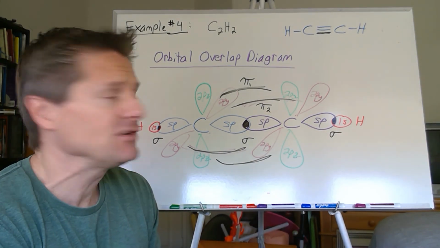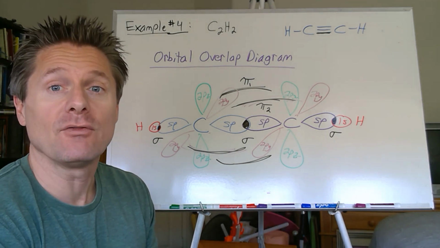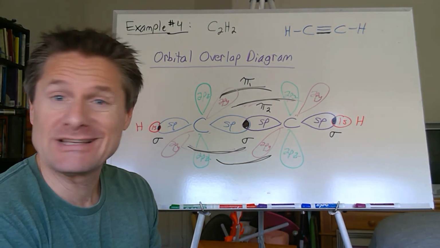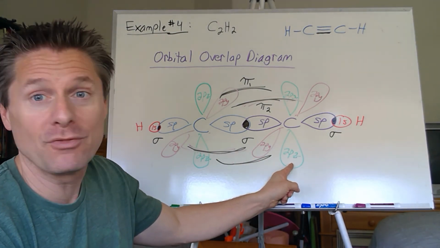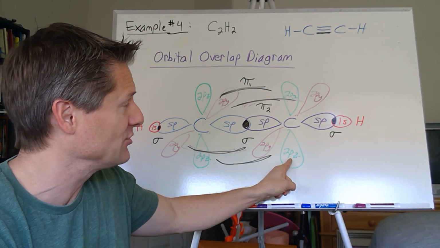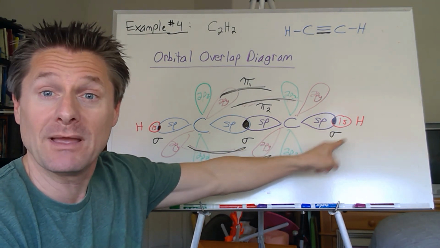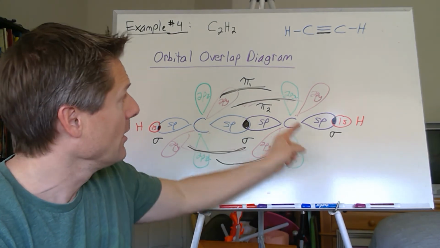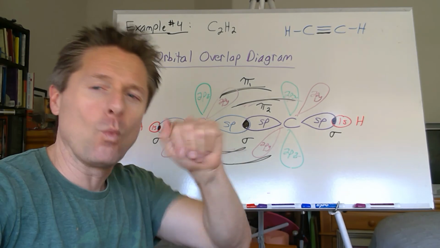They're not terribly challenging. They're just bulky and they take a long time to draw. So the better your artist work, the better they look. But just make sure you don't leave a lobe with no designation. There's got to be a designation in there, and tell me where the overlap is and whether that's sigma in between the nuclei or pi above and below. Hybridization's done. Woo woo!